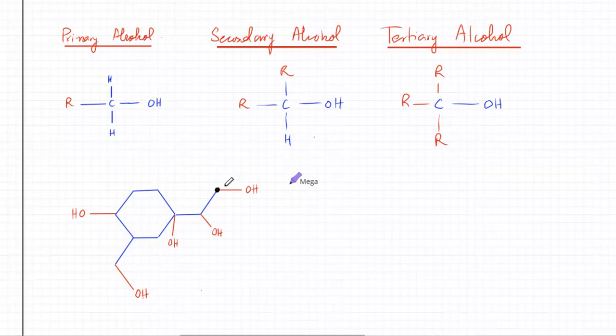ठीक है, तो ये वाला कौन सा है? This is primary, right? अगले पे आ जाइए. OH, this is the alpha carbon. ठीक है, this one over here.